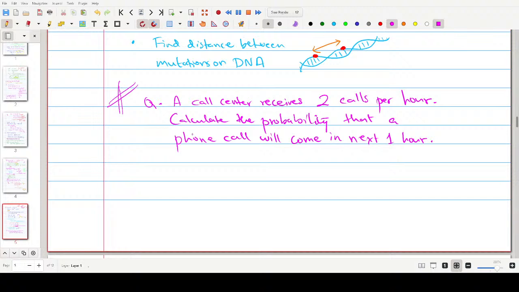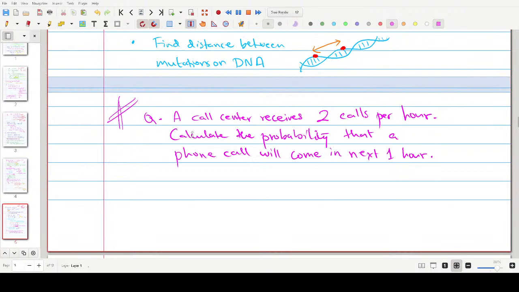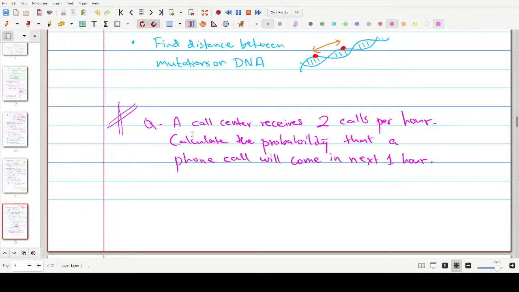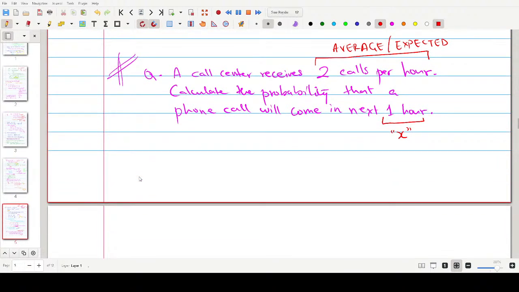Okay, so what I'll do is that maybe I'll increase the line over here. Cool. So from this question, you can find out the variables that we require. First of all, 2 calls per hour. This is the average, or this is the expected value. We are expecting that we are going to get 2 calls per hour, and the next 1 hour. So the duration is mentioned right here. So this will be our value of x. Here we are not having the concept of success, but still, next 1 hour.